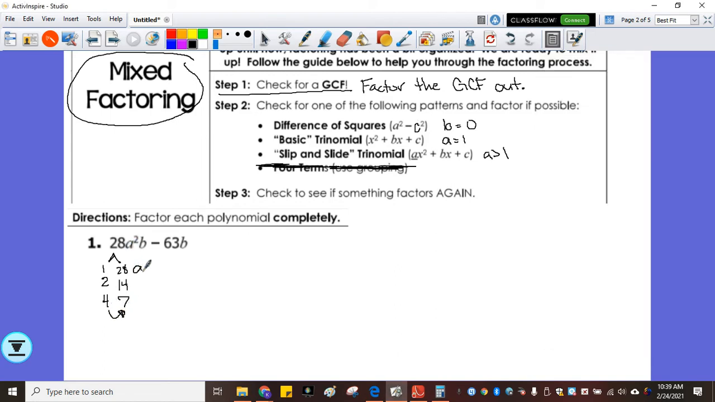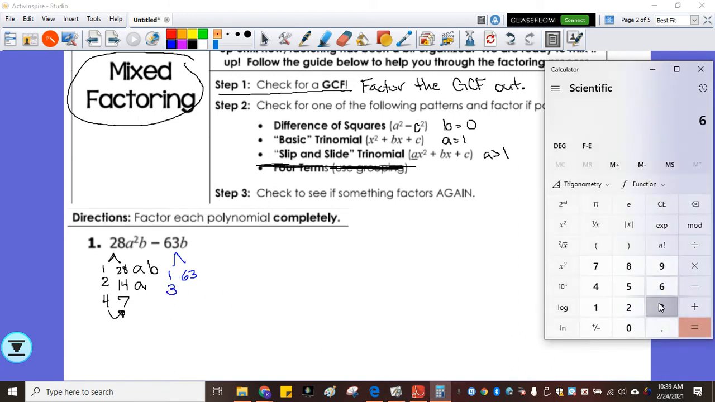You have a squared, so that's 2 a's and 1 b. And then do the same thing with 63. 1 and 63. It's odd, so 2 doesn't go into it, but 3 does: 21. If 2 doesn't go into it, 4 doesn't go into it. 5 doesn't go into it because it doesn't end in a 5 or a 0. You get a decimal. 6 doesn't go into it because 2 doesn't go into it. 7 and 9. And then we'll do 8.